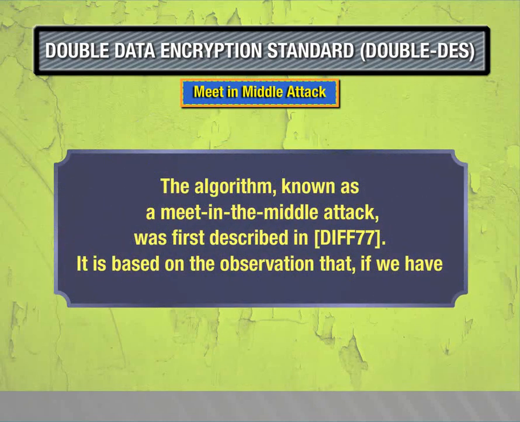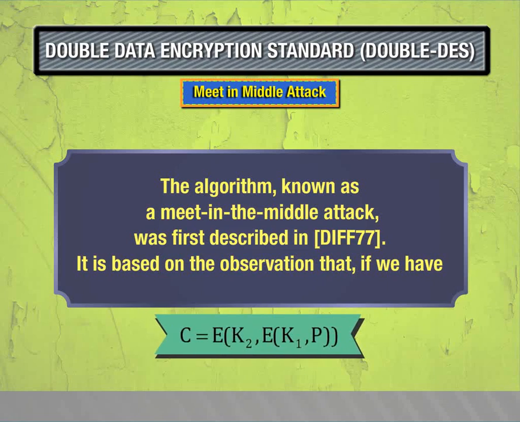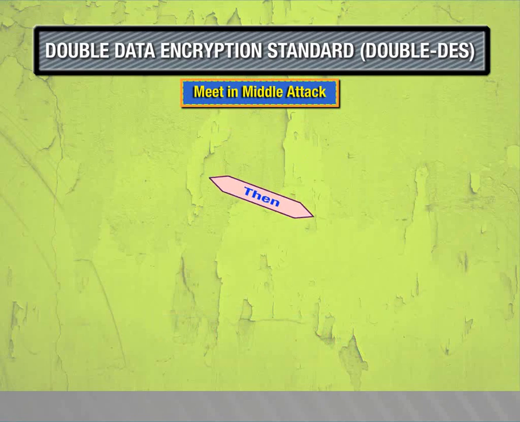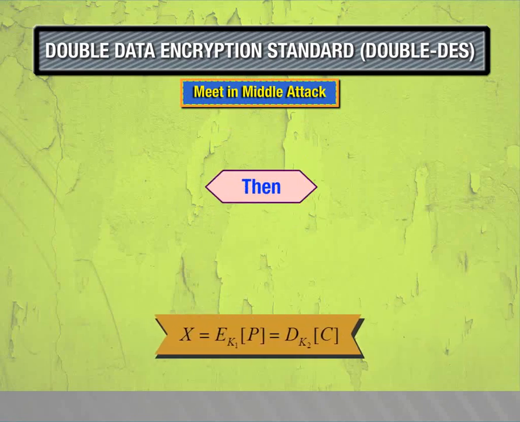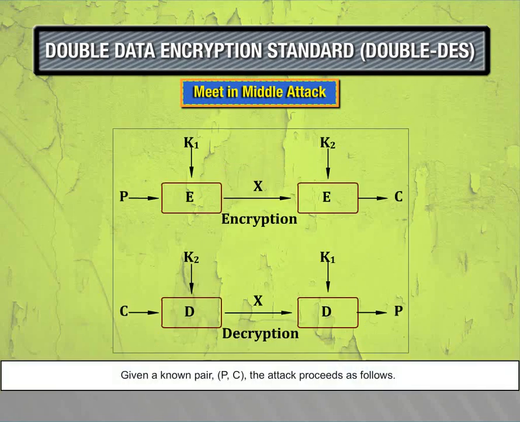The algorithm known as the meet in the middle attack was first described in Diffie and Hellman '77. It is based on the observation that if we have C = E_K2(E_K1(P)), then X = E_K1(P) = D_K2(C). Given a known pair P, C, the attack proceeds as follows.